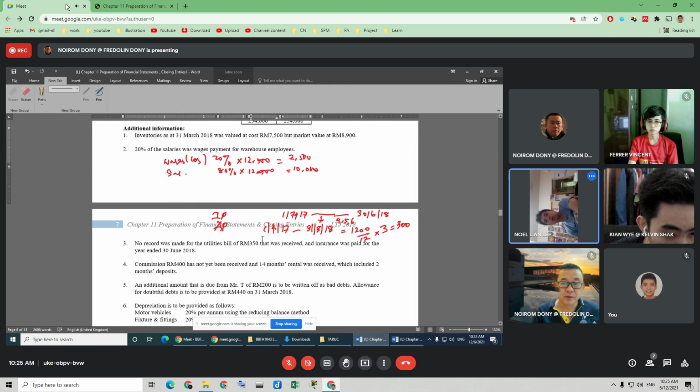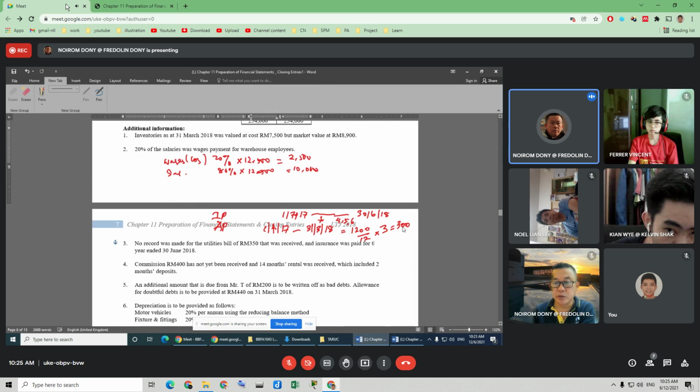Okay, Sarah? Can you understand? Okay, divide by 12 and then times 3. So only 300 is considered as prepayment. For the prepayment, we have to minus the insurance, and that is actually crediting. So the debit entry is when we provide under current asset as prepaid insurance.